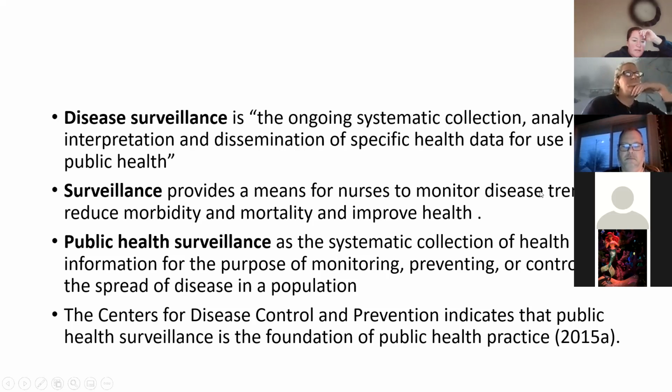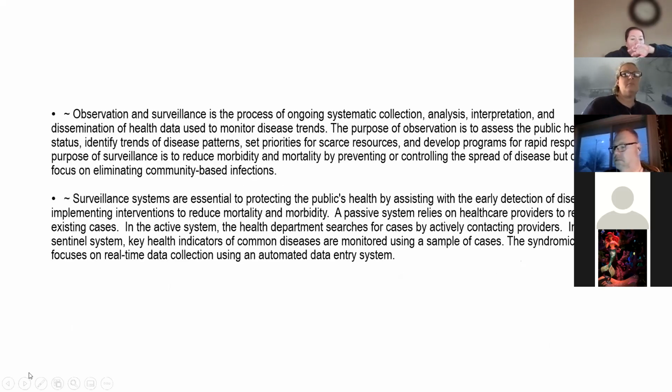So we're going to look for our disease trends. Improving health is our goal. Public health surveillance is a way that we can collect information so that we can monitor, prevent, and control spread. The CDC indicates that public health surveillance is the foundation of public health practice. The purpose of our observation is to look at the public health status, identify what's going on, and develop programs. The purpose of surveillance specifically is to reduce morbidity and mortality.